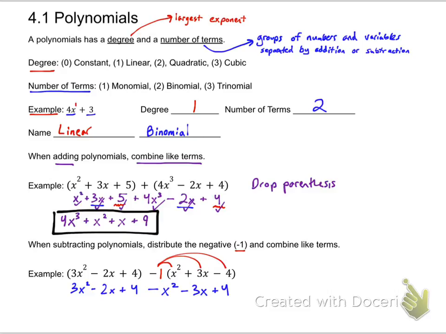Now we just combine like terms like last time. So I notice 3x squared and negative x squared are like terms. I also see that negative 2x and negative 3x are like terms. And 4 and 4 are like terms. Let's add each of those up. We get 2x squared minus 5x plus 8. And notice once again, I'm checking off the ones that I have taken care of. All right, that's my final answer.